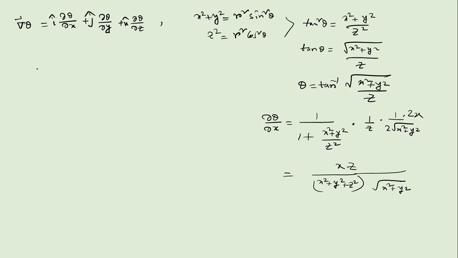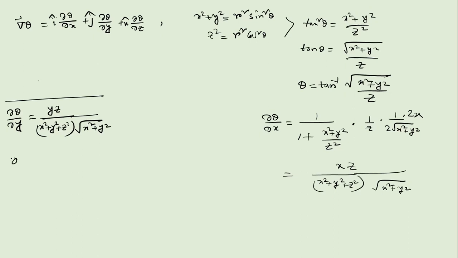Similarly, if you find del theta del y, it is just similar to this. So this will be yz by x square plus y square plus z square and root under x square plus y square. And del theta del z, if you differentiate with respect to z, this will give you 1 by 1 plus x square plus y square by z square, times root under x square plus y square, and this is minus 1 by z square, right?